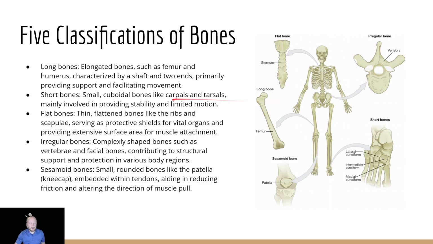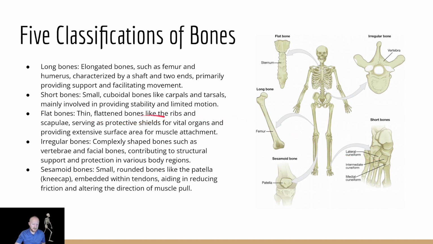Short bones, we say short, think cuboidal, so they are typically about as wide as they are long. They're there, such as the carpals and tarsals, mainly involved in providing stability and limited motion. Those bones don't have much flexion between them. A lot of them are fused together.